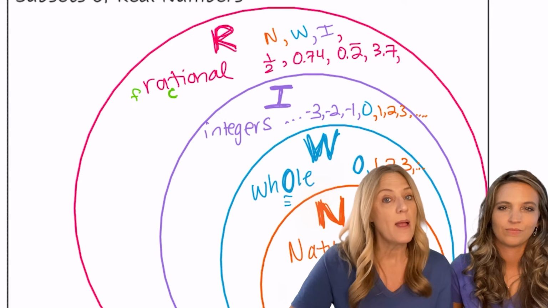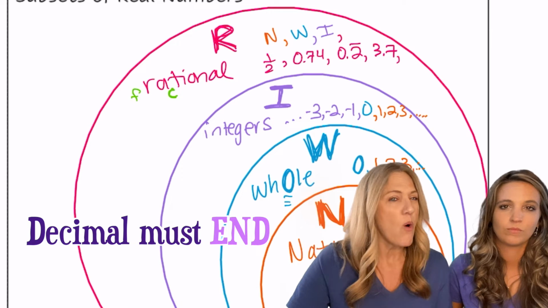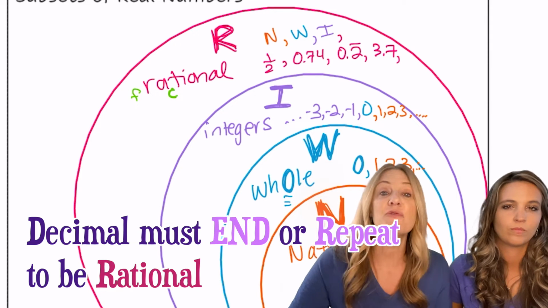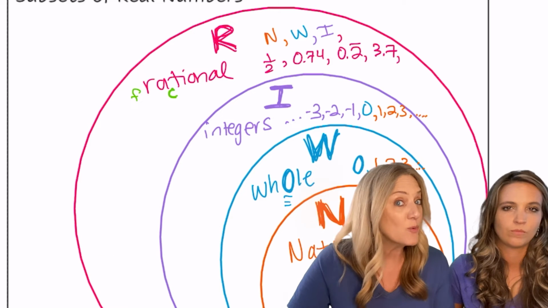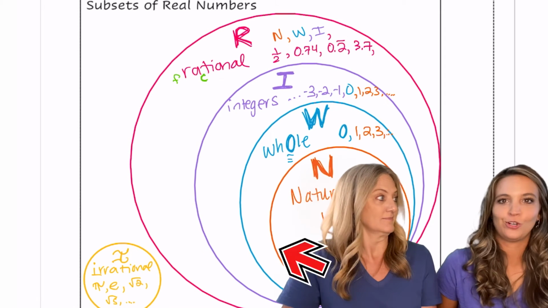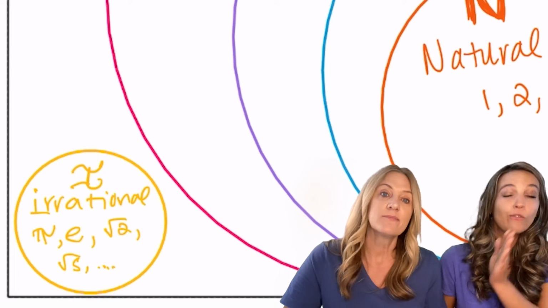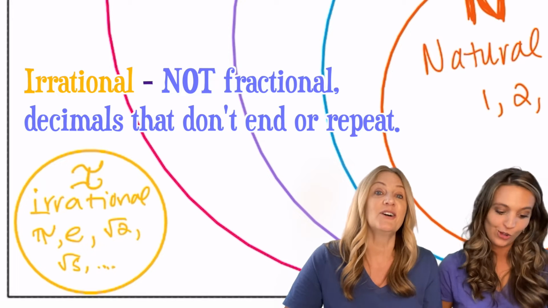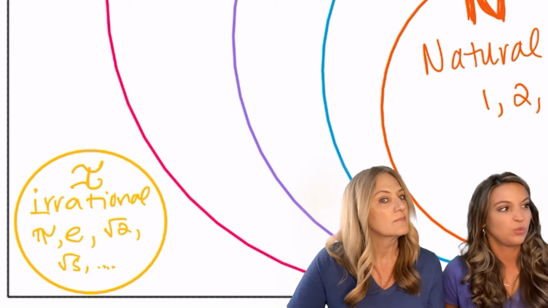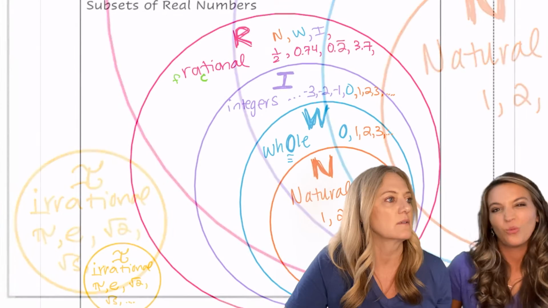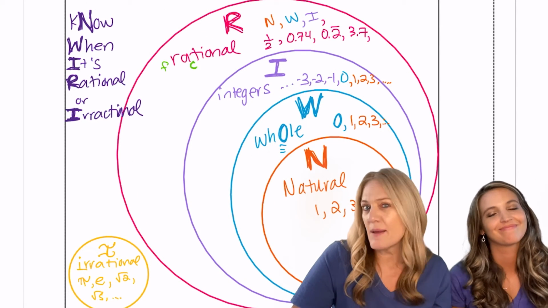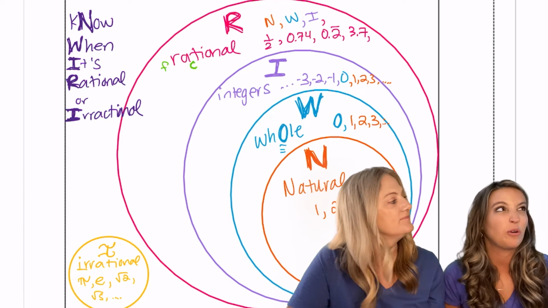But wait a second, are all decimals rational numbers? Well, actually no. But if a decimal ends or it repeats, it is rational because those can be rewritten as fractions. What happens when they don't end and don't repeat? Well, that's when we get irrational numbers. Not rational, not fractional. So those are numbers like pi or e, which we'll look at more later, or square root of 2, square root of 5, really any root that's not a perfect square root. Well, that concludes the subsets of real numbers. I really wish there was a way to remember all these.